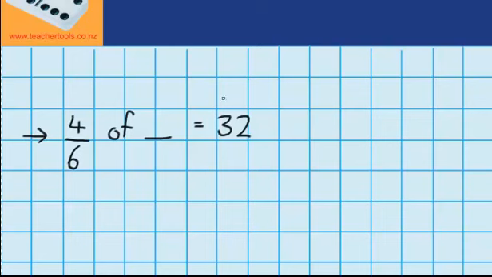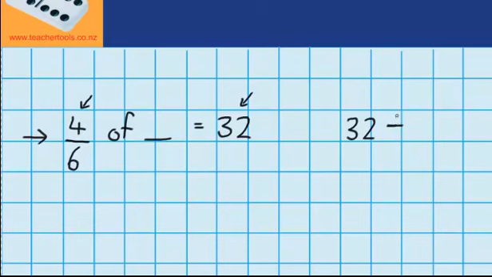And my first step is going to be to share these 32 candles between the four groups, or four pieces of cake. So to do that, I'm going to need to use division. 32 shared between four groups, or four pieces of cake, means I need 8 candles on each piece of cake.